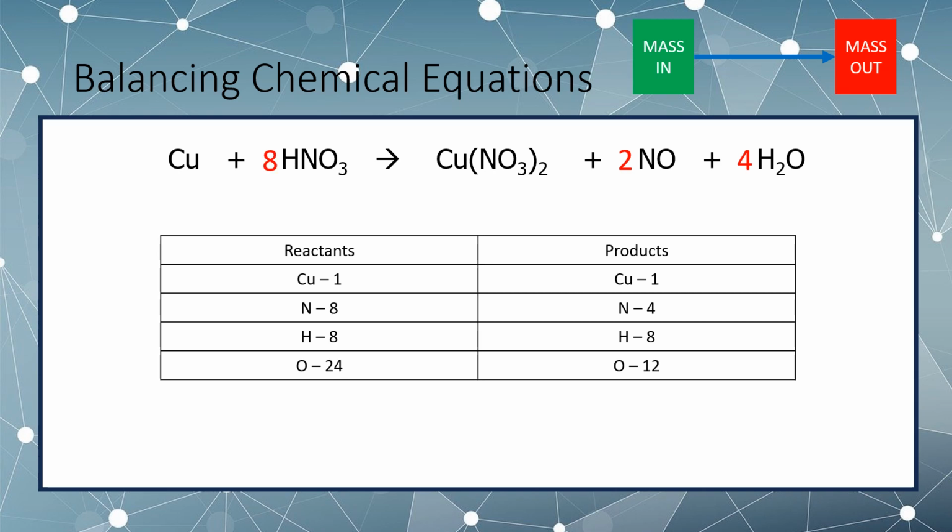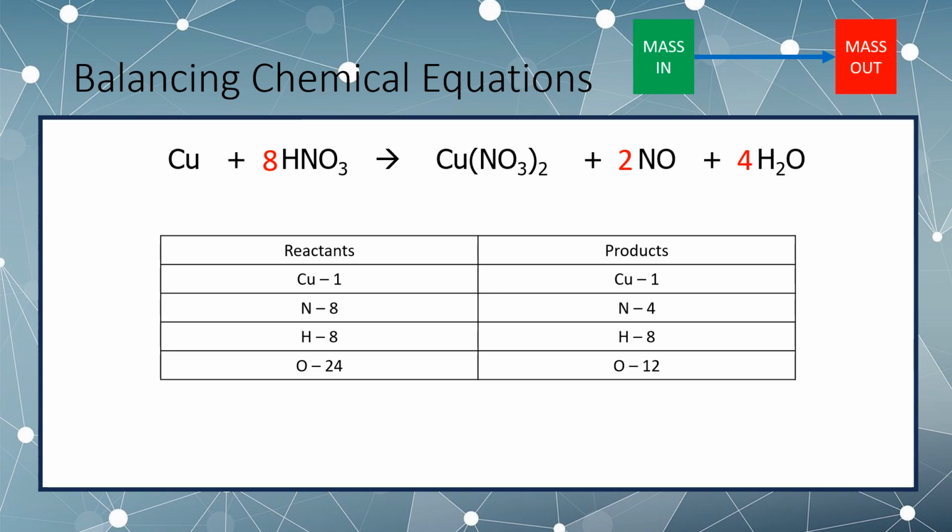Fantastic. Once again, we fixed our hydrogens, but we've broken our oxygens and nitrogens. We're really going around in circles with this one. So we need to balance our nitrogens and our oxygens, and we need to try and do it simultaneously so that we can avoid going back and forth the whole time.